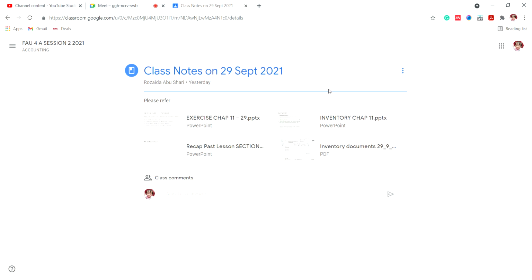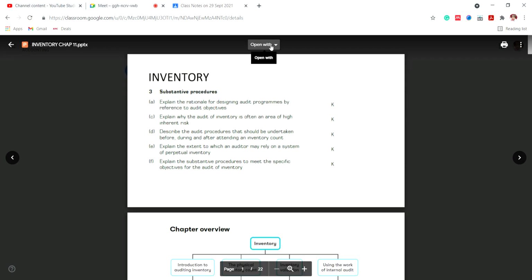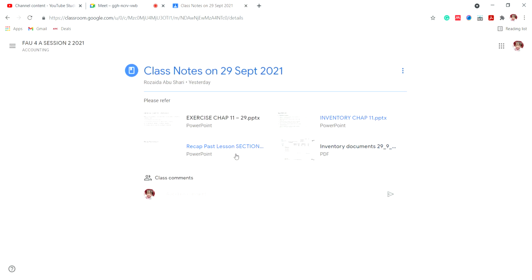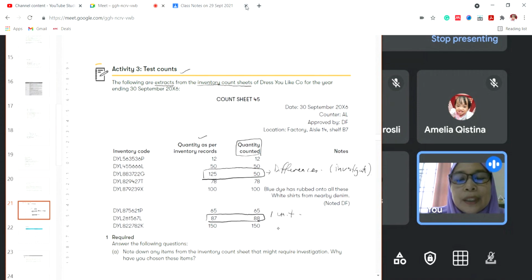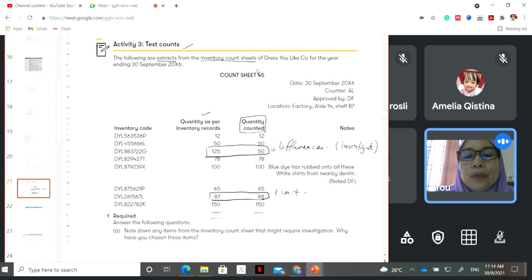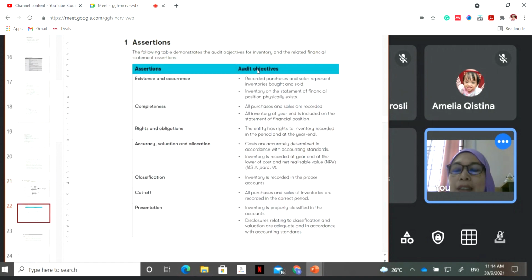Same goes to the item DYL 261567L. This also has a difference of 1 unit only, but you still need to identify it, even though the amount is not material, because today we are going to look at the total of the inventory, whether it is recorded at a correct valuation. So that is done.